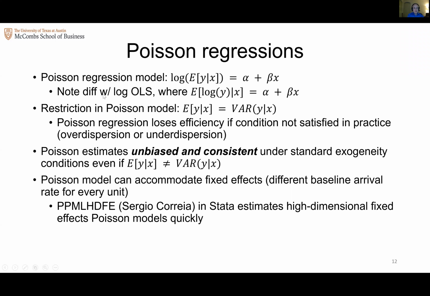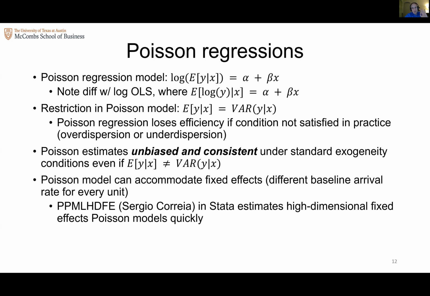Okay, so this has already come up as a question, right? The restriction that the Poisson model imposes on the data is an equality of the conditional mean and the conditional variance. And we know that in practice that restriction is likely not to actually hold, okay? So again, it's not an assumption, it's a restriction. It's actually imposed on the data. And so what happens is, if that condition is actually violated in practice, as it often will be, the Poisson regression loses efficiency, okay?